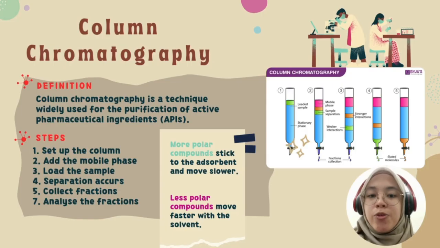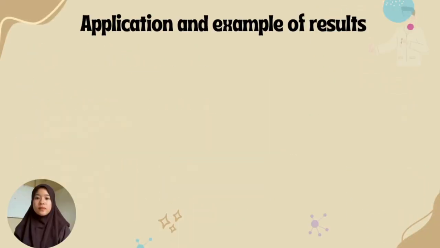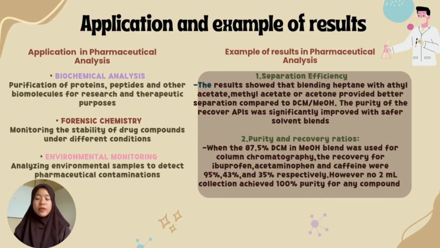Fifth, collect the fractions. As the solvent passes through the column, different components exit at different times. These are collected in separate containers called fractions. Sixth, analyze the fractions. Each collected fraction may be analyzed using techniques like TLC or thin layer chromatography, UV light, or spectroscopy to identify and purify the compounds.